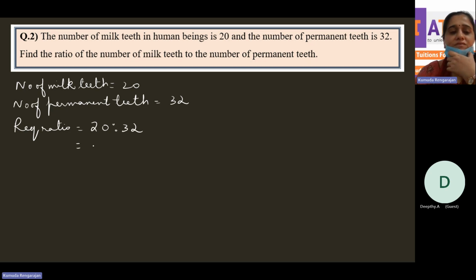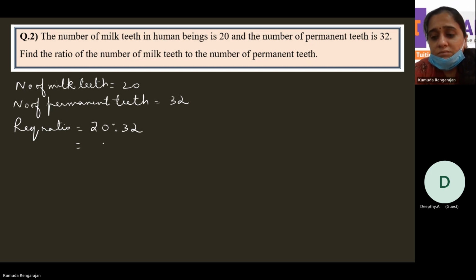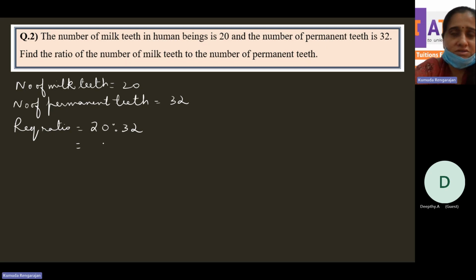Deepthi, tell me the simplified form of the ratio. 20 is to 32. 20 and 32 are divisible by? Still a bigger number? 4. Okay. So 4 how many times 20? And 4 how many times 32? 8 times. So 5 is to 8 is the required ratio. The required ratio is 5 is to 8.